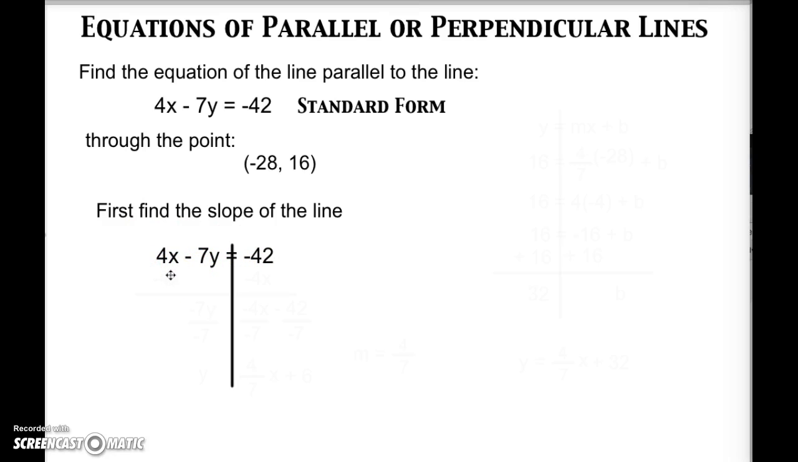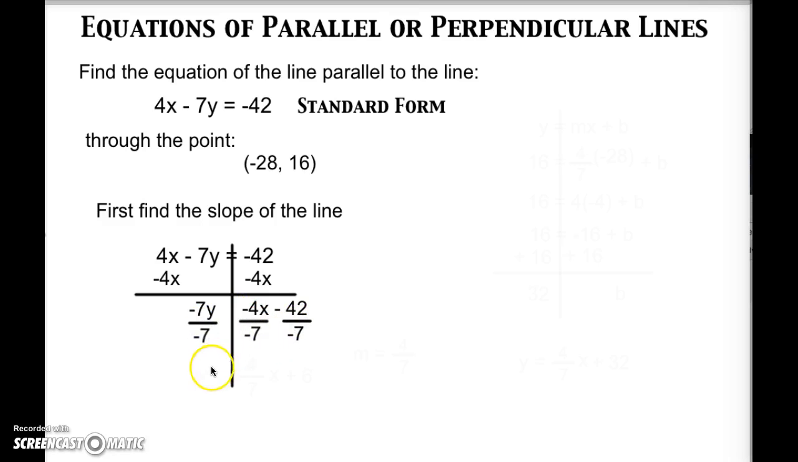The first thing I'm going to do is subtract 4x from both sides. When I do that, on the left side of the equation, I'm going to be left with just negative 7y. On the right side of this equation, I'm going to have negative 4x plus 42. Now to solve for y, the last thing I have to do is divide everything by negative 7.